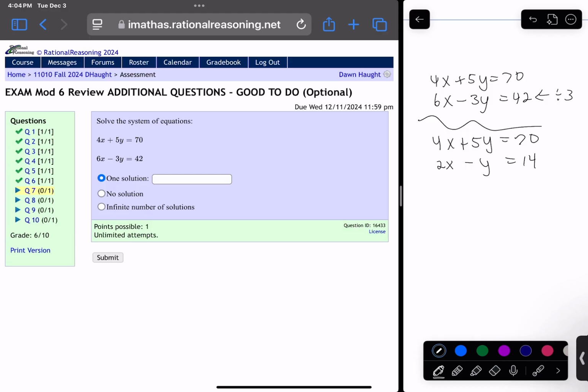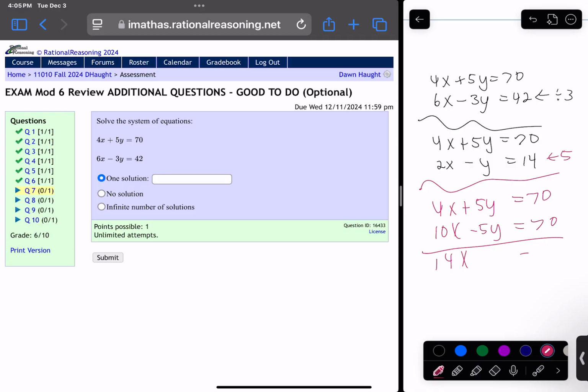Okay, so now we have two very nice equations, really good to use probably elimination on. Let's multiply this equation through by 5, because then I will make this a positive 5 and a negative 5. Now when we do that, we get 10x minus 5y equals 70. So we get that 14x equals 140, so x is 10.